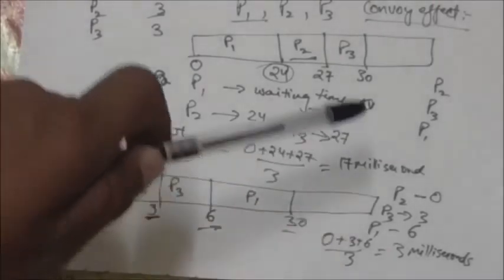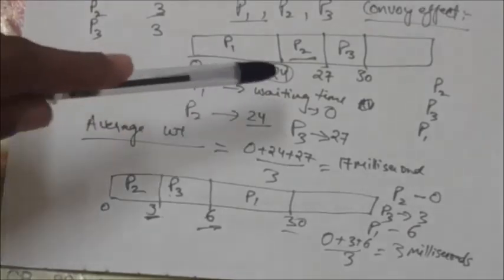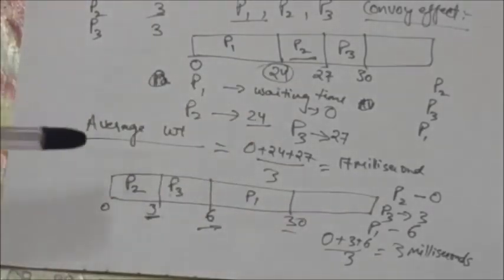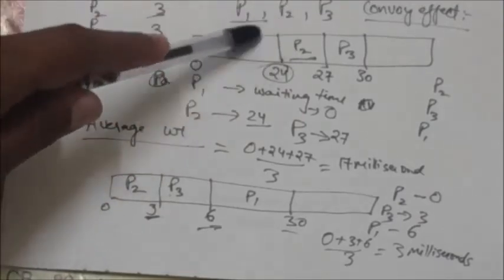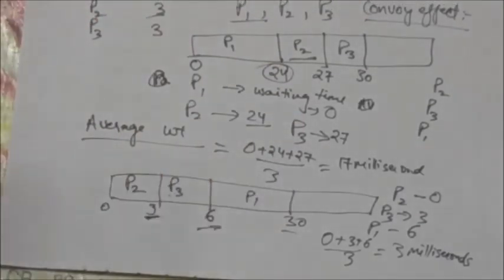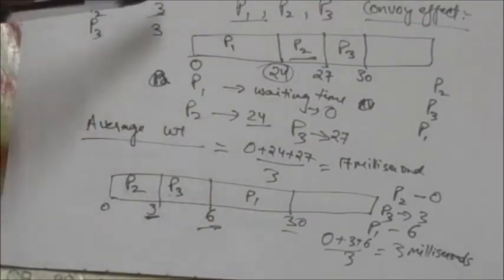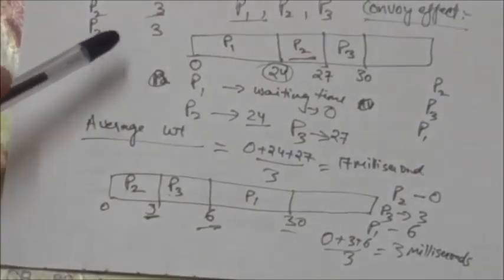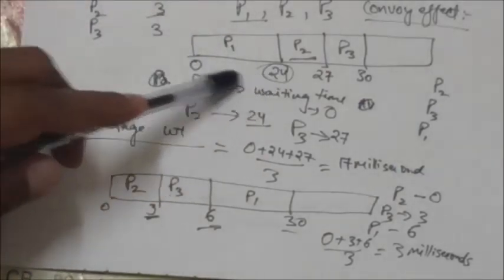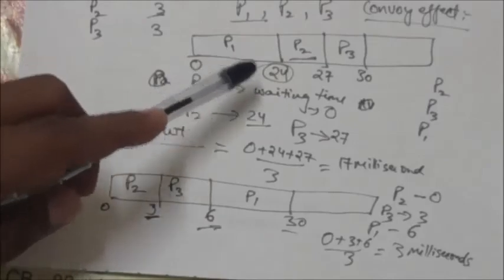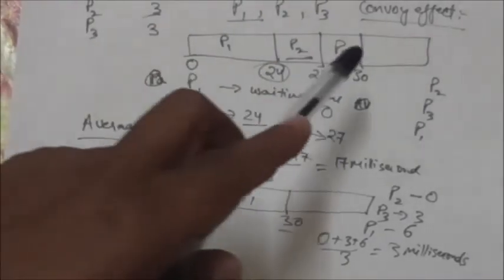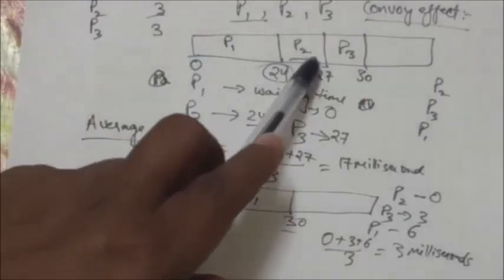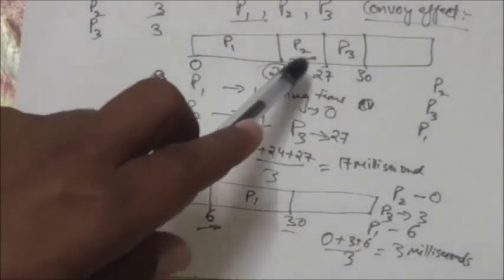Now you can see that in this case the average waiting time is 3 milliseconds, and in the earlier case the average waiting time is 17 milliseconds. So in that case the average waiting time is more, and here it is less. Why is it so? It is only due to the convoy effect. Whenever a process with a large burst time is executed first, all other processes have to wait for that process to get off the CPU, and this phenomenon is called the convoy effect.